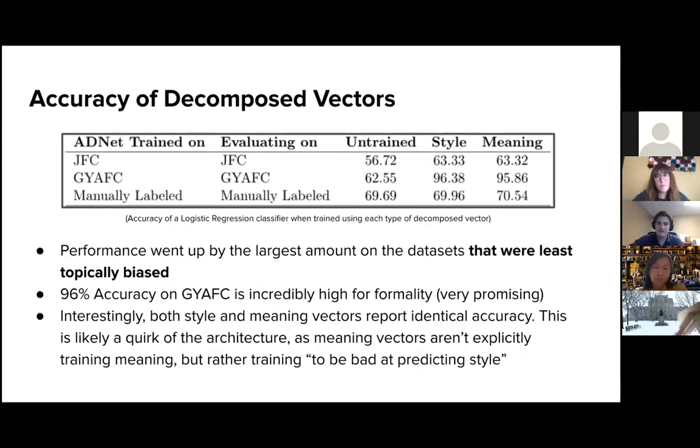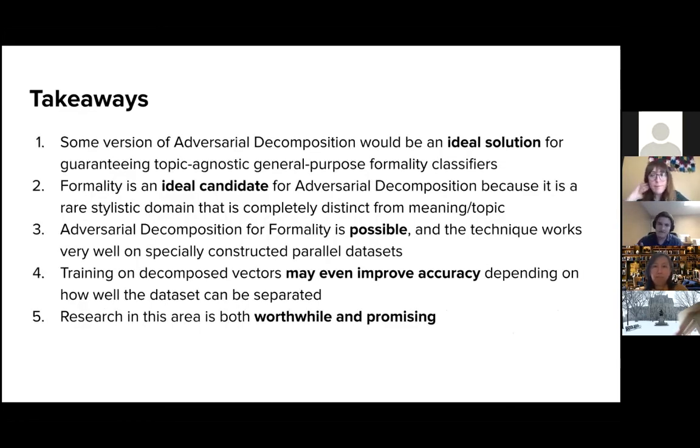The accuracy of the decomposed vectors actually goes up in proportion to the amount of bias that's in the data set. So GYAFC got a huge boost in performance, from 62 to 96. JFC got a slight boost in performance, 6%, and then manually labeled data saw no boost in performance. And like I said, this is proportional to how biased the data set is. Anyway, takeaways: adversarial decomposition has a lot of possibility. I do think that if the technique is refined more, this would be the avenue for making sure that our formality classifiers will generalize to new domains, and we won't run into the problem that the manually labeled data has.